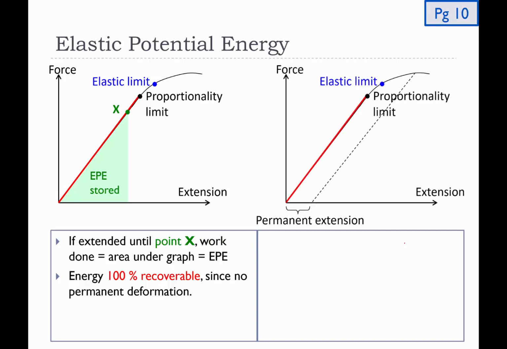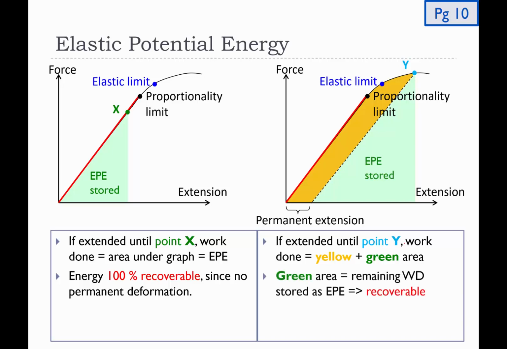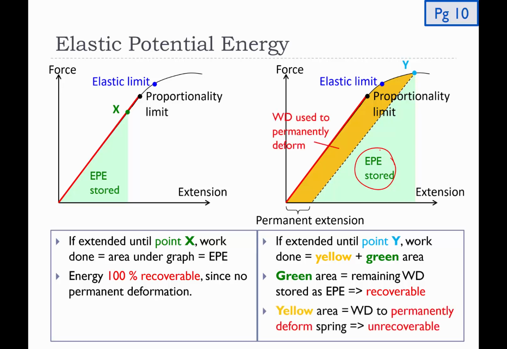But if, let's say, I stretch the spring beyond the elastic limit to point Y, then the total work done required to stretch the spring to point Y is both the yellow area as well as the green area. But what is stored as the EPE is only the green region, and that region will be recoverable when I remove the force. The yellow region is basically the work done to permanently deform the spring, and it will not be recoverable anymore because of the permanent extension.